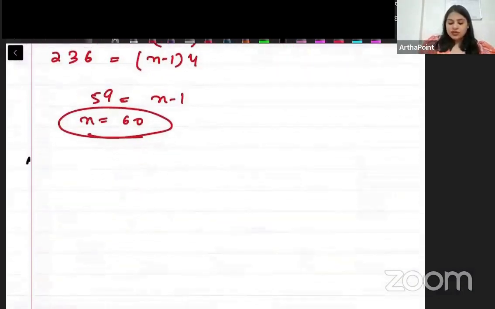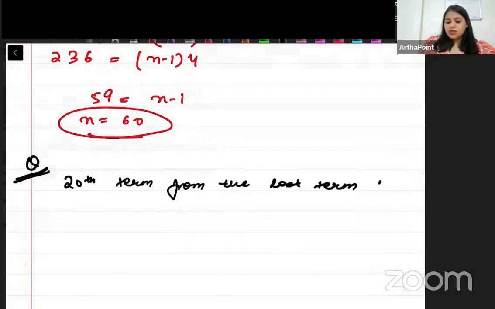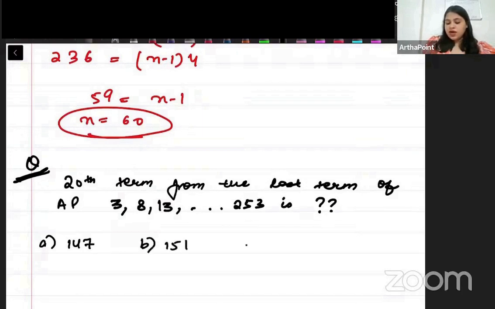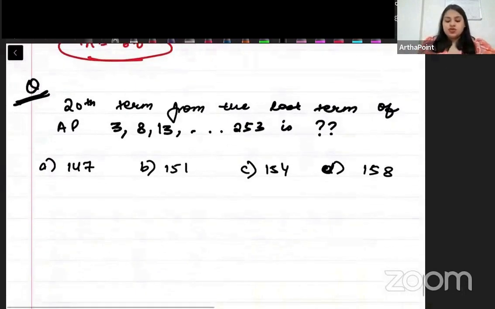Okay, please write down the next question. The 20th term from the last term of the AP 3, 8, 13 till 253 is. Options are 147, 151, 154, and 158. You have to tell what is the 20th term from the last, not from the first. So just go ahead and do this.